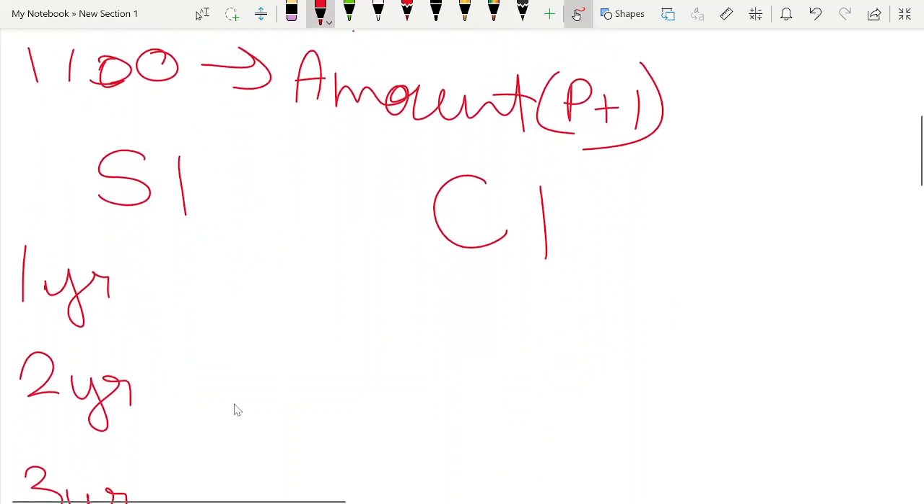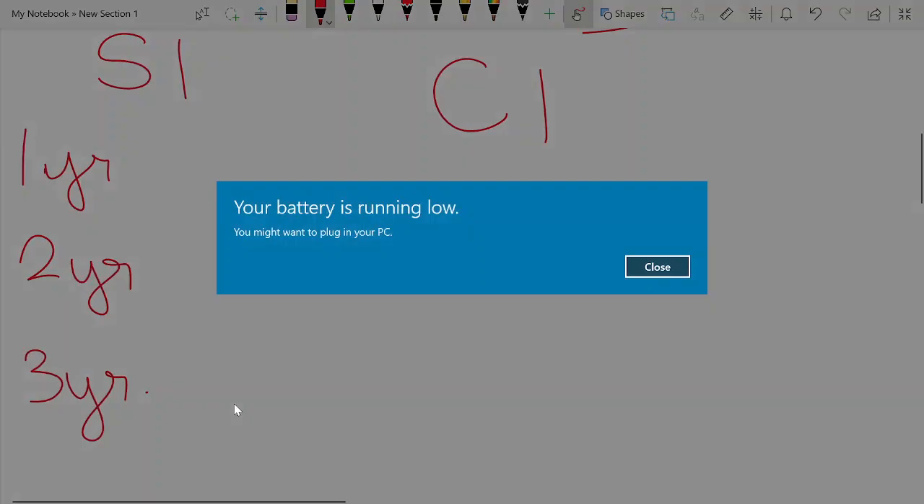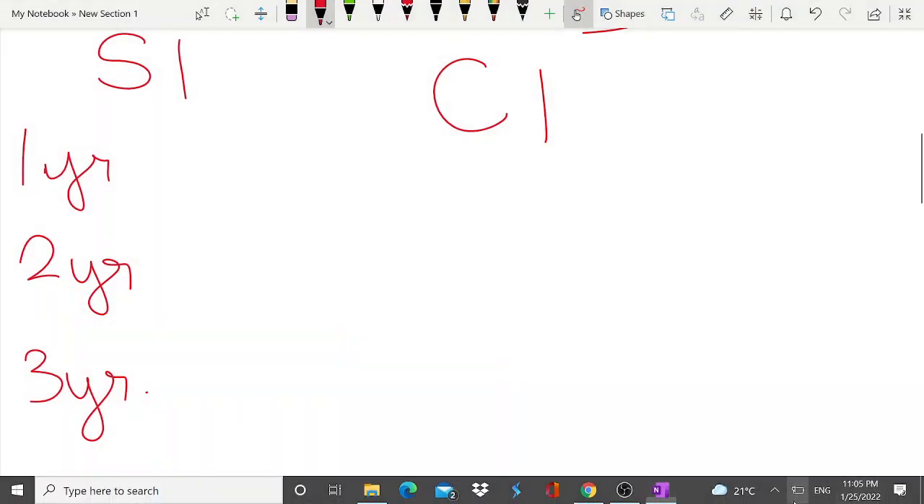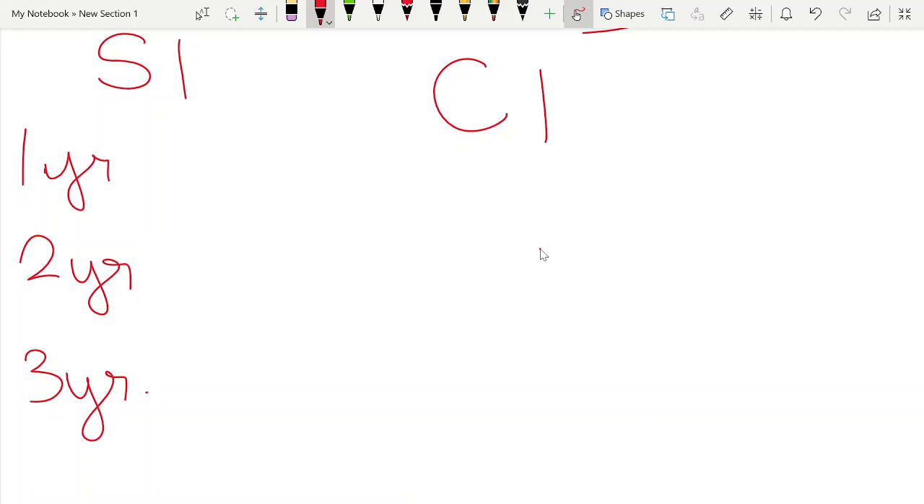So, we've got two types of... Oh, that's low. Let's see how much I have left. 10%, that's good. It is 10%. Anyways, let's continue.